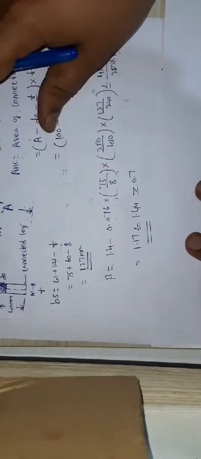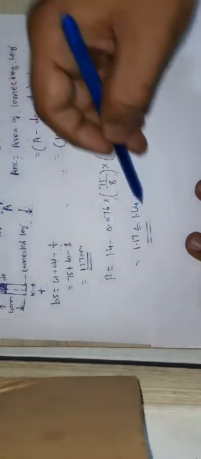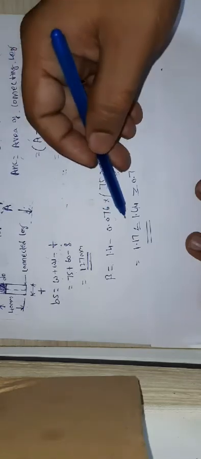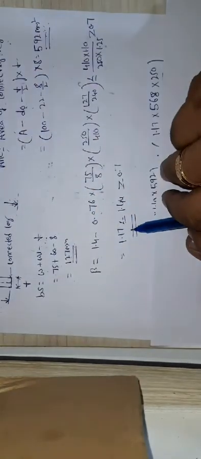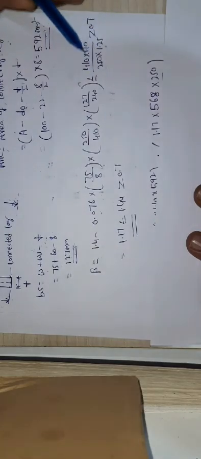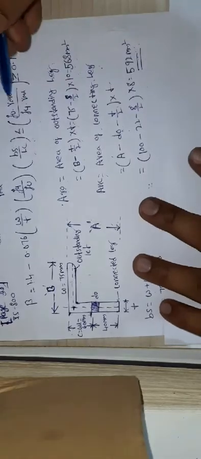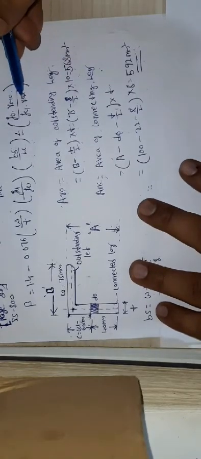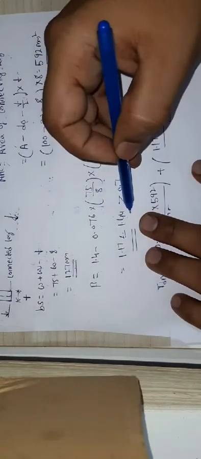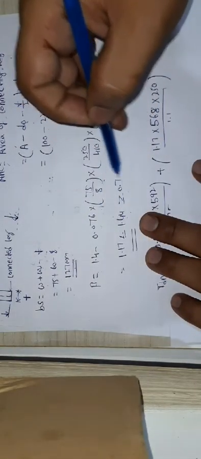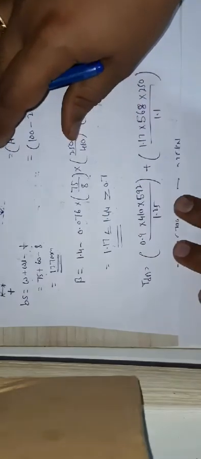Now by using that we can easily calculate beta. Based on that I calculated beta, and I got 1.17. It should be less than or equal to Fu gamma m0 by Fy gamma m1. So it is 1.14, and it should be greater than 0.7. I got a beta value of 1.17, so that is okay.